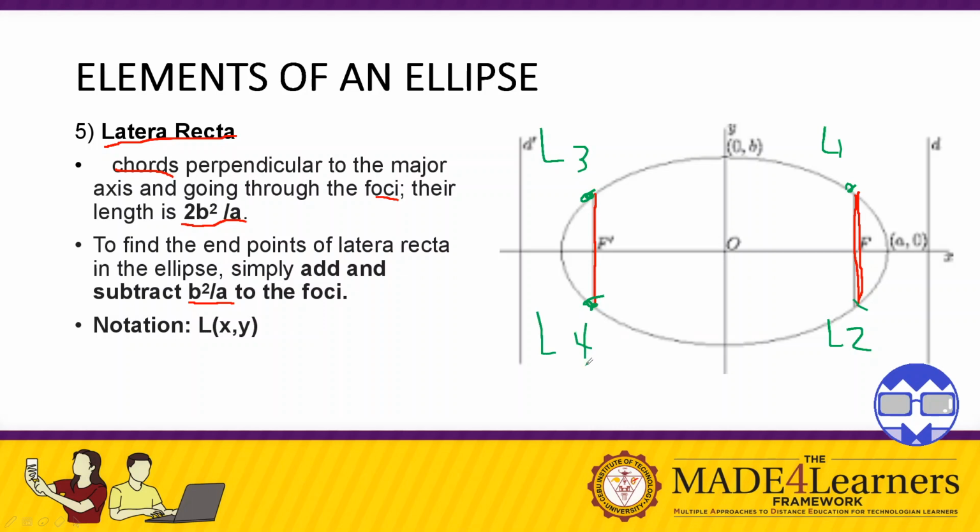Okay, so the latera recta are important in the formation of the graph of the ellipse because they serve as the guide for us to connect or draw or sketch the graph. The notation is just L.